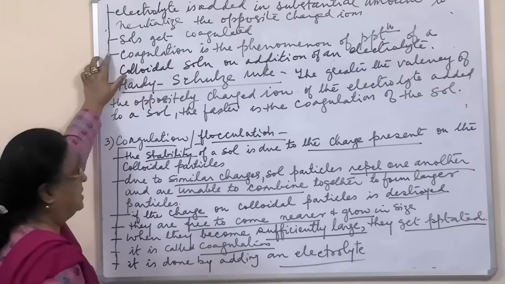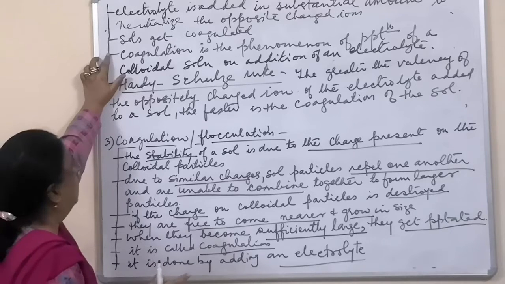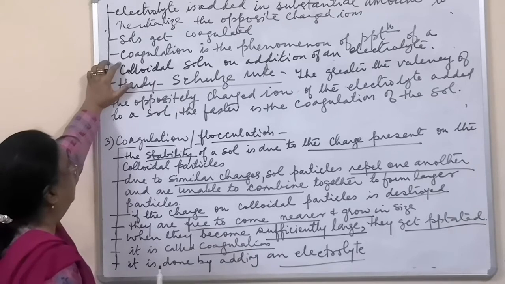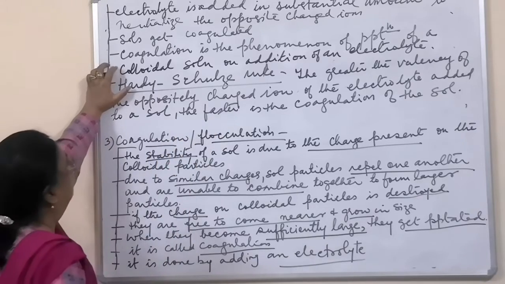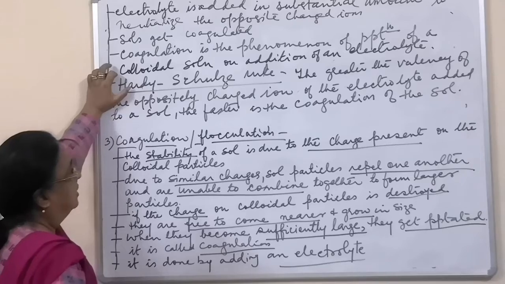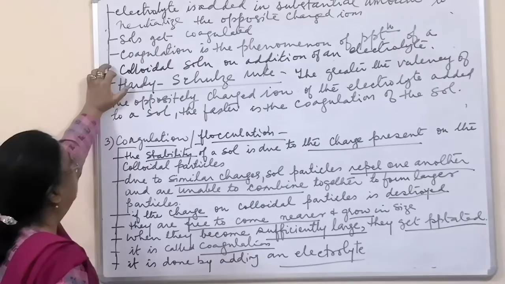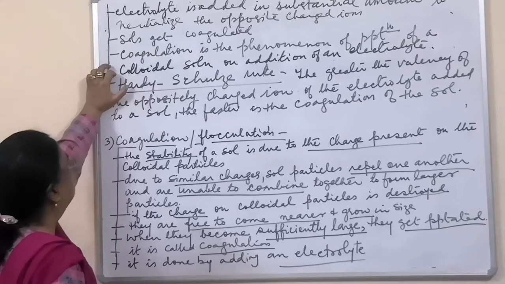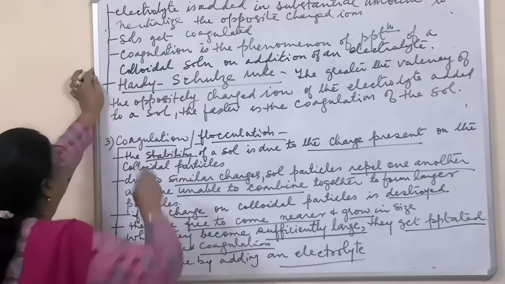When it is neutralized, repulsion is no more acting there, and so they can come close to each other, the size of the particle will grow bigger, and they are coagulated. This coagulation is the phenomenon of precipitation of a colloidal solution on addition of an electrolyte. When you add an electrolyte, precipitation is taking place, thickening is taking place, undissolved substances are formed, then the phenomenon is coagulation. So Hardy-Schulze rule, this is important.